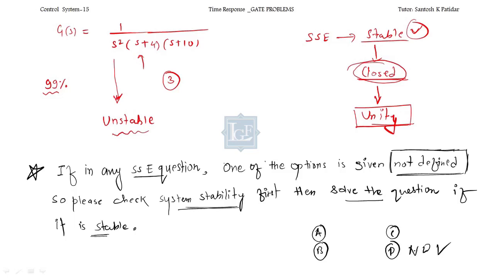So I hope it's clear to you, correct? The conclusion is that whenever you get this condition, you have to find the stability first. If you directly start solving the question, you will definitely get the wrong answer, and the wrong answer will be there in the options. Okay, so let me start today's session.